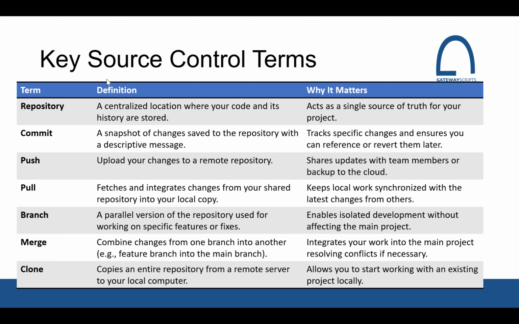One is a repository. The repository is a centralized location where the code and the history of the code development are stored. These repositories can live locally on the hard drive of the computer that you're working on or in the cloud. Once you've made changes to your code and you want to create a snapshot of the changes that you've made at a given time, you can then commit those changes, which in turn allow you to track specific changes over time and allow you to revert back to older versions of the code.